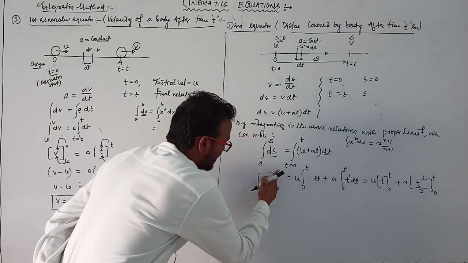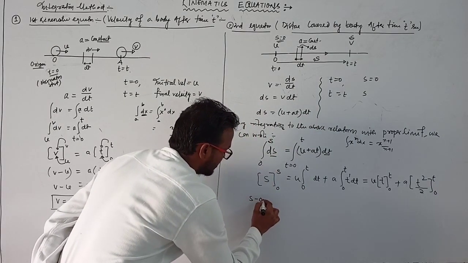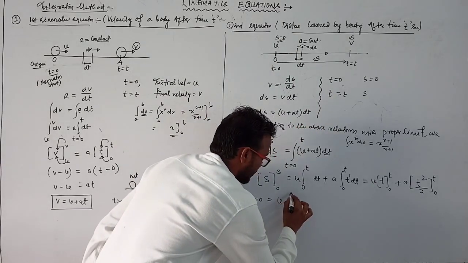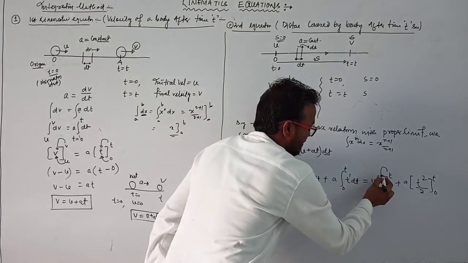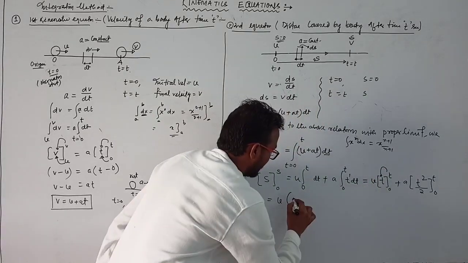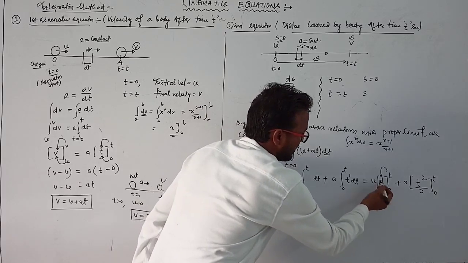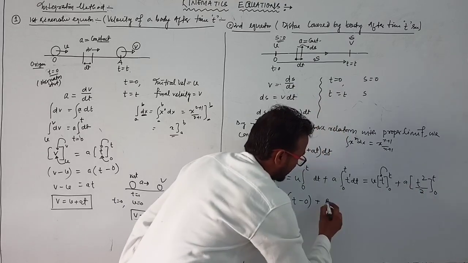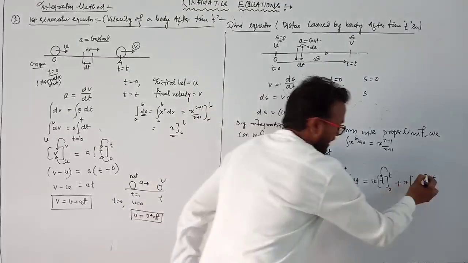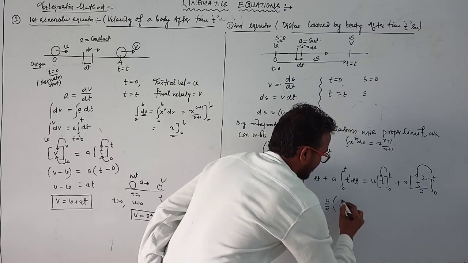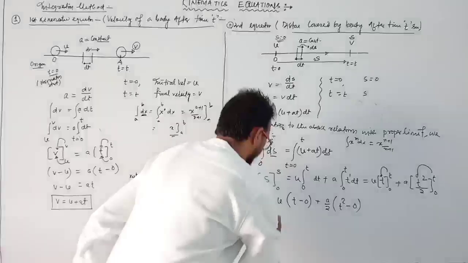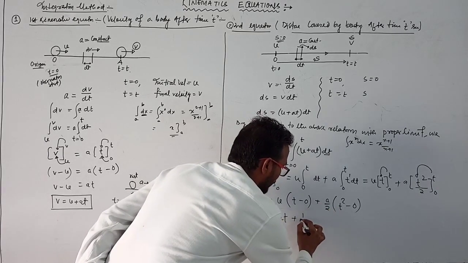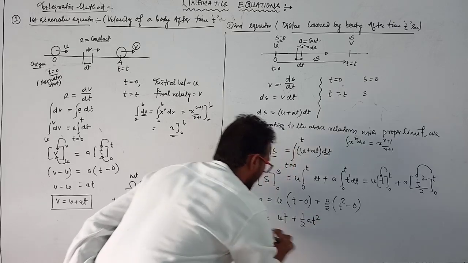Now use the upper limit and lower limit. Here u is a constant quantity, and first we use the upper limit in place of t, so s minus 0 equal to u times (t minus 0), the lower limit, plus a by 2, since 2 is constant, times (t square minus 0). Then this relation can be written as s equal to ut plus 1 by 2 at square.